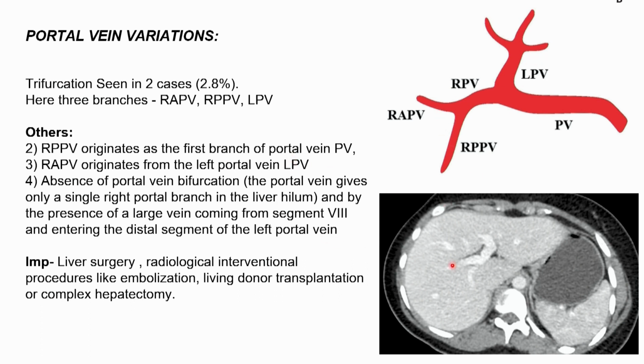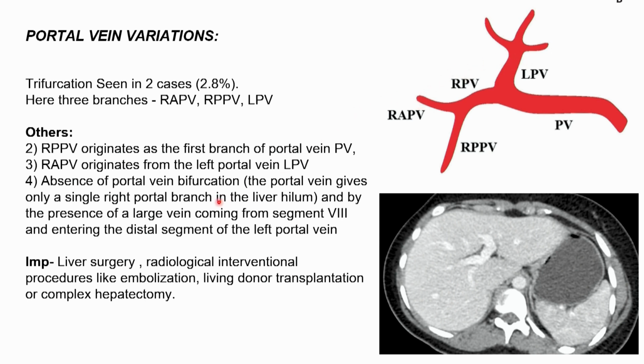In this image also we can see the trifurcation of the portal vein. The other variations include the right posterior originating as the first branch from the portal vein. Also, right anterior can be seen originating from the left portal vein.